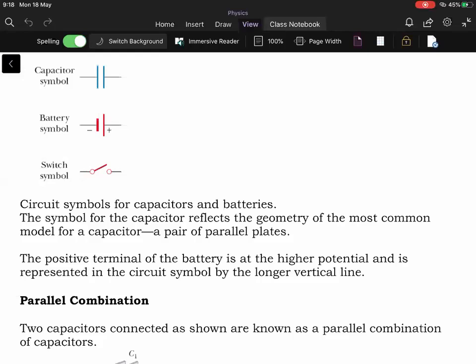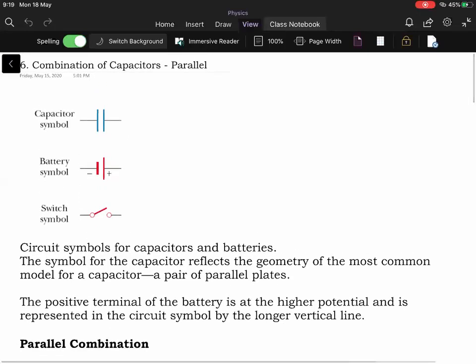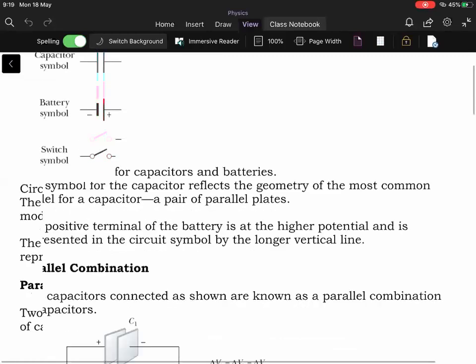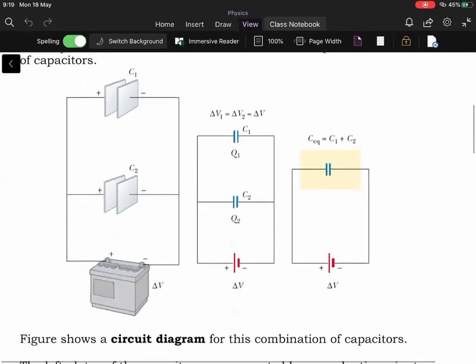Rather than that, we have only one single equivalent capacitor which has the same effect as that of the entire complex circuit. So the first step is to find the equivalent capacitance if the two capacitors are connected in parallel. So this is how they are connected.